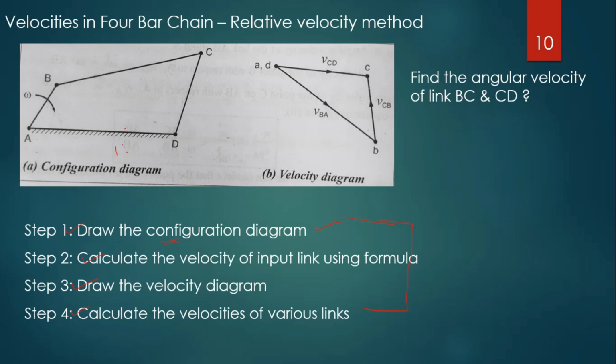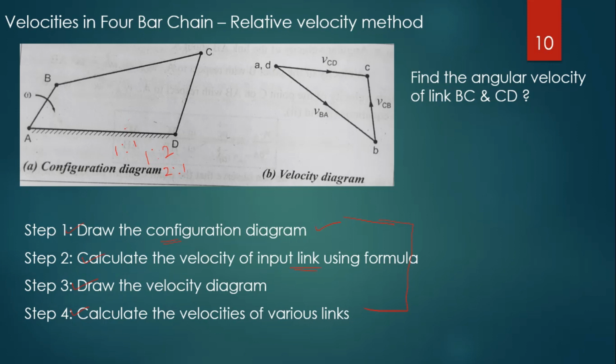For example, 1:1 means a regular normal scale, 1:2 is a reduced scale, and 2:1 is a magnification scale or enlarged scale. So, we can use these 3 scales to draw this configuration diagram. And the second step is to calculate the velocity of the input link using the formula.